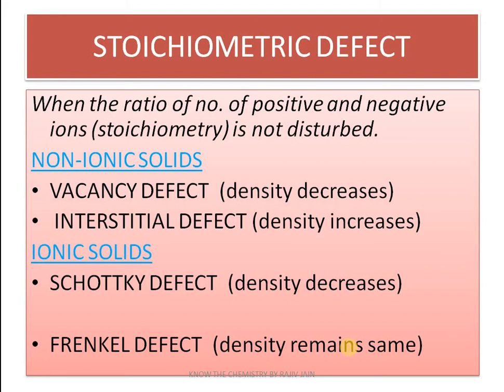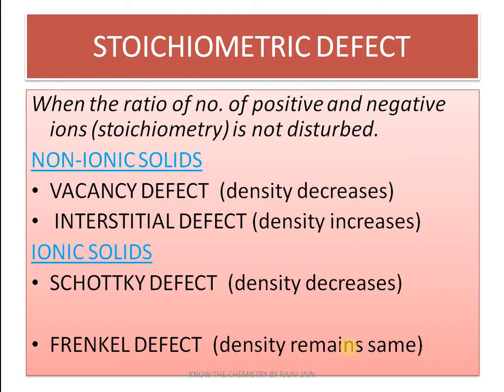Next, two types are there: stoichiometric and non-stoichiometric. Under stoichiometric, we again have two types, non-ionic and ionic. Stoichiometric means the ratio of the number of positive and negative ions is not disturbed, for example 5 cations and 5 anions. In a non-ionic solid, for example vacancy, atoms are there and an atom is removed. In an ionic solid one positive and one negative would be removed, but in a non-ionic solid only one atom is removed, not positive or negative. Under interstitial, one atom is added, so the density will increase. When you remove an atom, the density will decrease.